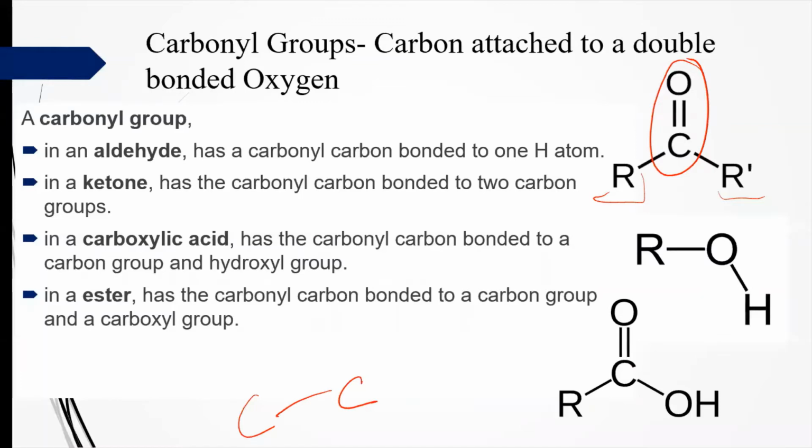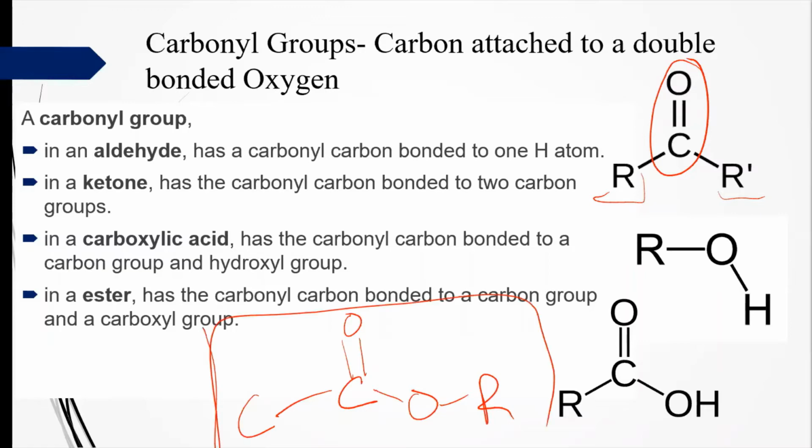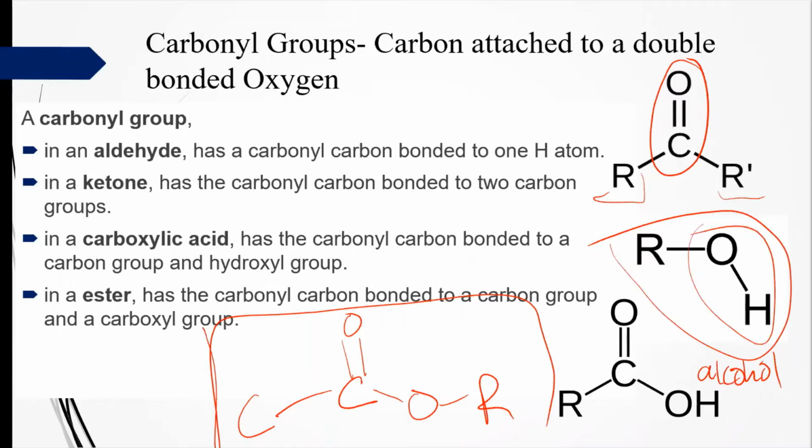So this is a carbonyl carbon, and then it's connected to a carbon and then an oxygen can be connected to another R over on that side. And so this is our ester down here at the bottom. The last one over here, this is our alcohol, and it gets its name because it's got that OH group attached. And so we're going to be focusing on that part for today.